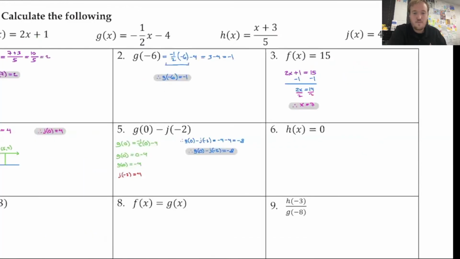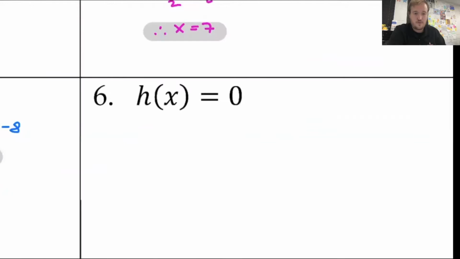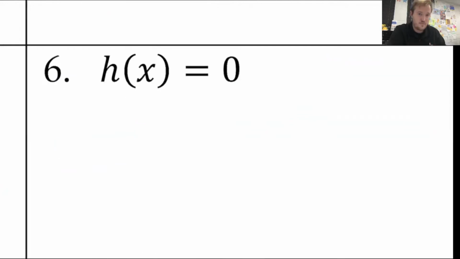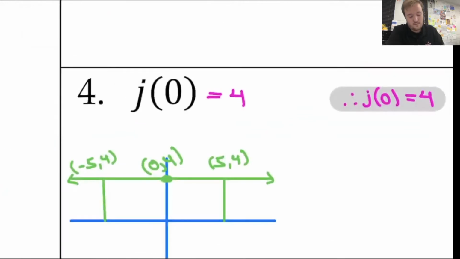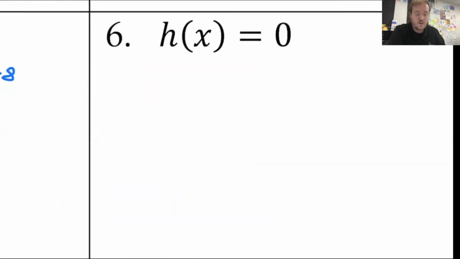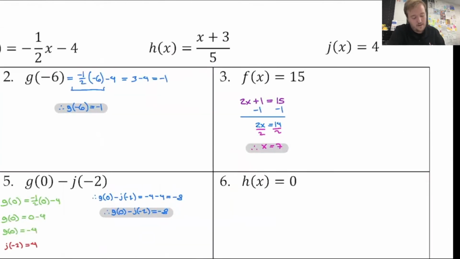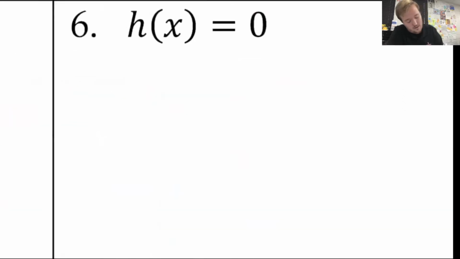Okay, so h of x equals 0. Ask yourself, is this a plug-in or is this set equal to? Everything's fine, I don't know what just happened. Okay, so h of x equals 0, and because it's on the outside, this is a set equal to. So I'm going to take my h of x function, so x plus 3.